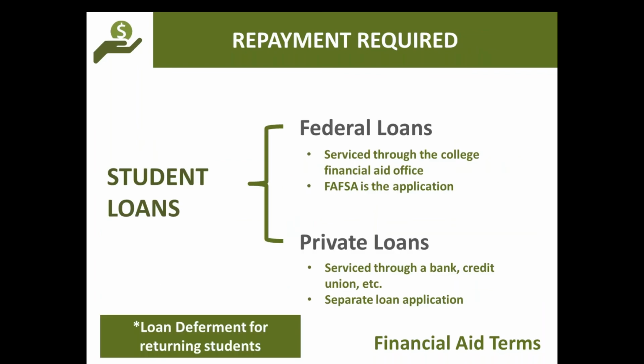The other type of financial aid terms you're going to hear are things like student loans. And there really are two types of student loans. There's federal loans, which are serviced through the college financial aid office, and you qualify for these loans through your FAFSA. One of the things to remember is that these public federal loans will have better interest rates and usually a grace period while you're in school and various repayment options. If you decide you want to take a private loan, those are usually serviced through a bank or credit union, and they have higher interest rates, and they're a separate loan application.